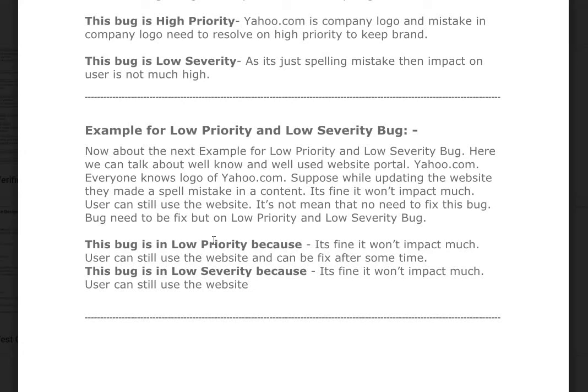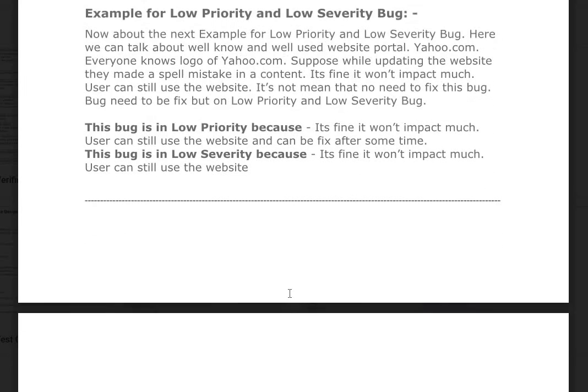So we can keep it as a low priority because this will not impact the brand, and there is no impact on the functionality. It's fine, it won't impact much and the user can still use the website. There will be no problem with that. So in that case we can mark it as a low priority and low severity bug. Now moving to the next point.